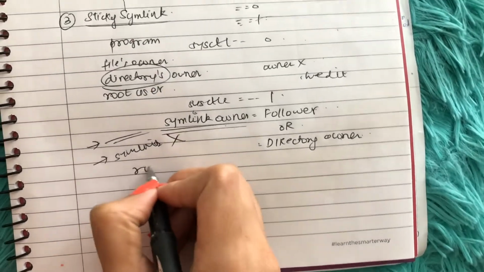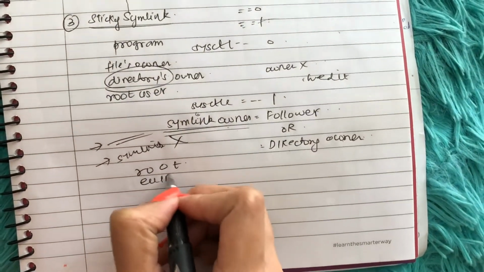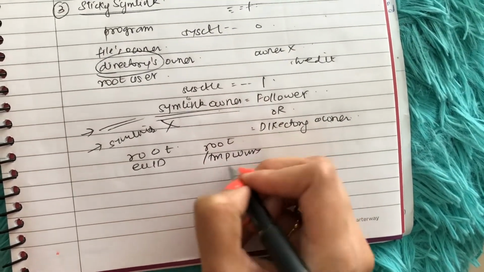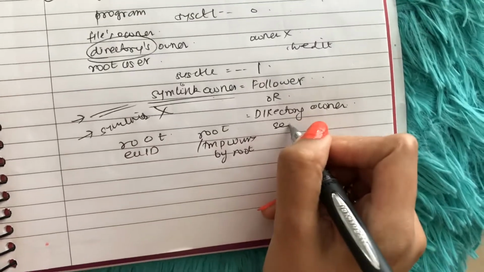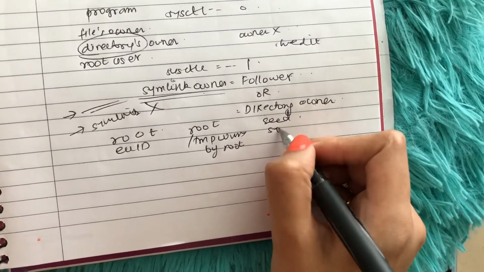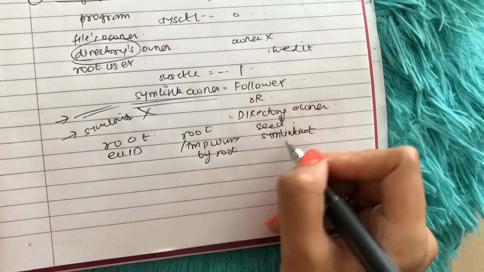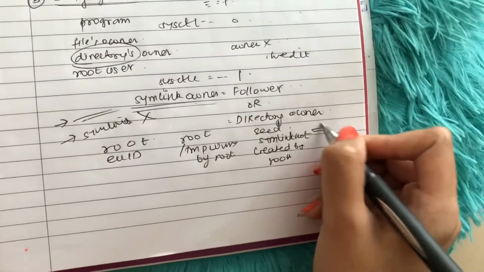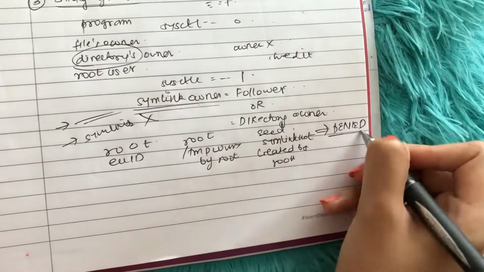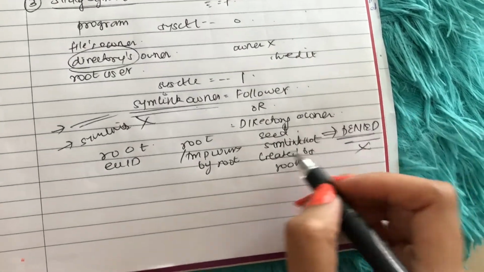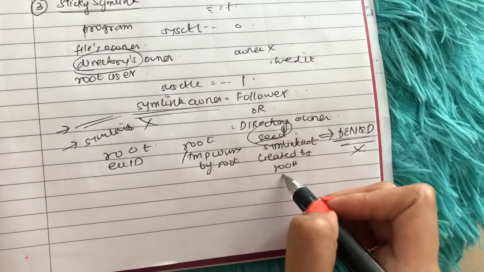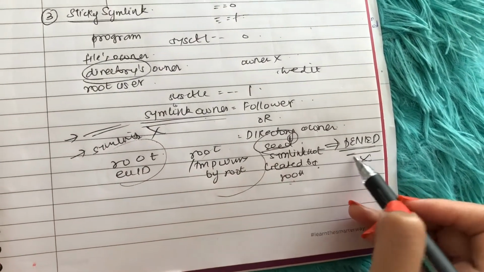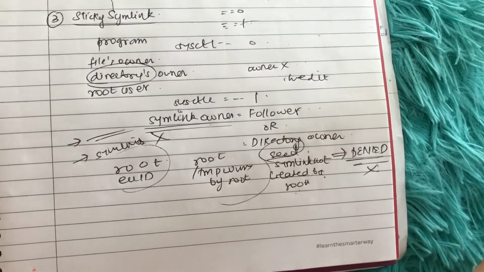So if you have, say, root, that is your EUID, and /tmp owned by root, and you have a seed, which is a symlink that is not created by root, simply the access will get denied to follow the symlink, and you're out. So when the symlink is not created by root, and you're trying to access root files, it will automatically get denied and you're done.